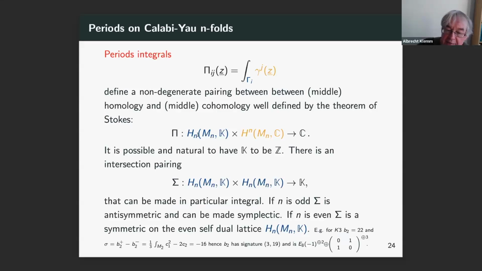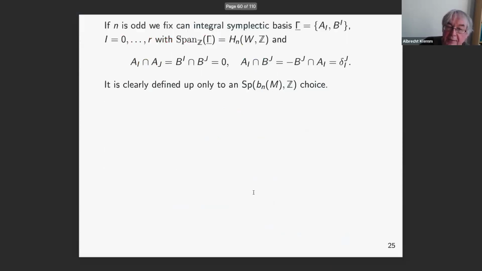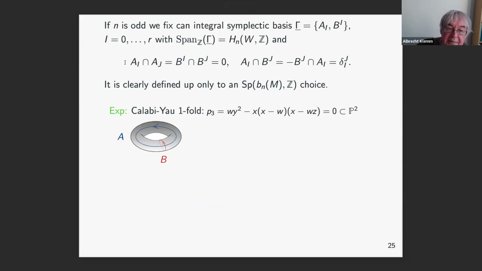One is the pairing from, as I mentioned already, the period integrals from homology to cohomology, to C, that is the value of the period integral. And then you have also a very interesting or a very important form, sigma, that gives a pairing from the cohomology over some field to K, and this usually is Z, and that is the intersection form on the Calabi-Yau.